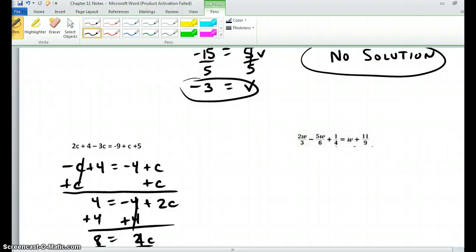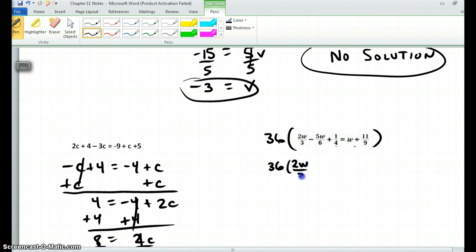So yesterday we talked about clearing out a fraction. So we need to find the LCD of 3, 6, 4, and 9. The only number that I can think that all of those will go into is, I believe, 36. So I'm going to multiply this whole thing by 36, and that's going to clear out my fraction. The key step to this is writing down each individual piece, showing the distributive property.